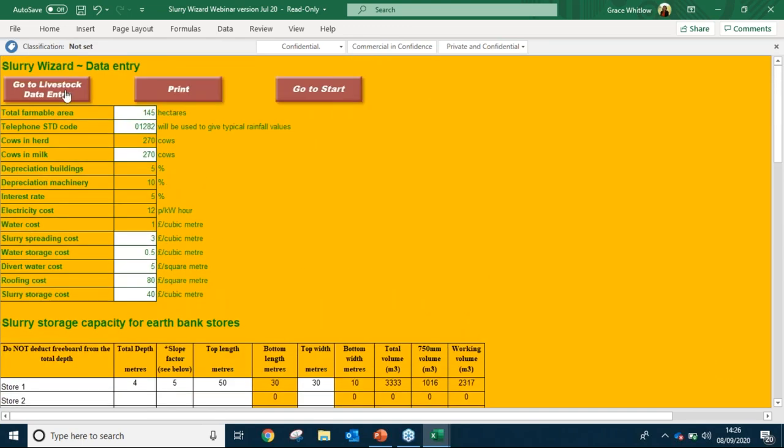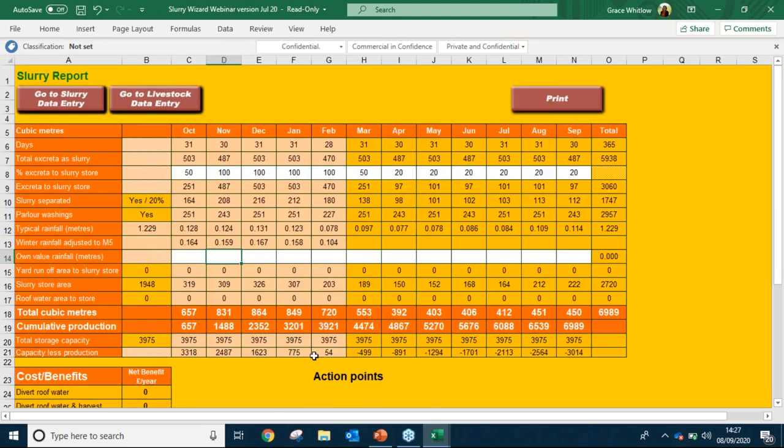So let's go and see what that's done to the slurry report. And yes, we are now compliant. That's good news. But it's only just compliant. And although the M5 figures give us an expected rainfall, there are times when it rains even more. And bearing in mind the farming rules for water, we need to ensure sufficient capacity in order to make use of the slurry at the optimum time and not be at any risk. So a little bit more cushion there would be useful.